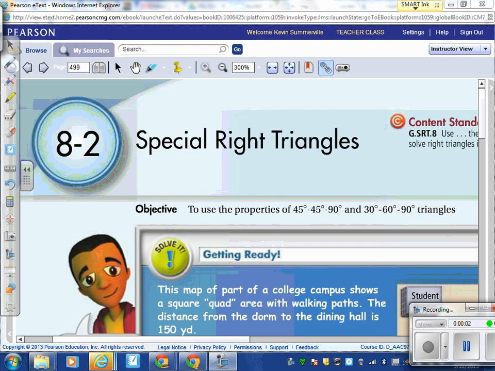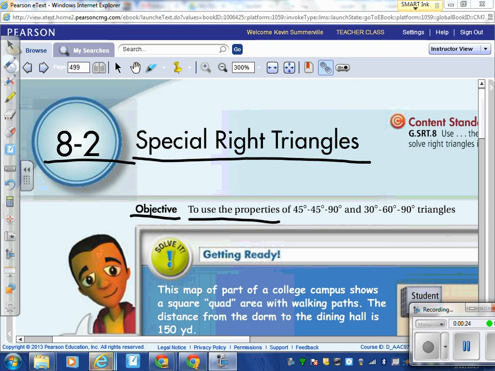Okay, today we're going to go over 8-2 special right triangles. Go ahead and write that down. The objective that we're going to cover today is to use the properties of a 45, 45, 90 and a 30, 60, 90 triangle. So go ahead and write that down. 45, 45, 90, 30, 60, 90.